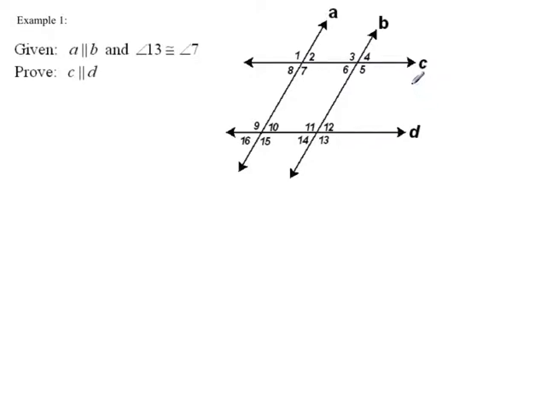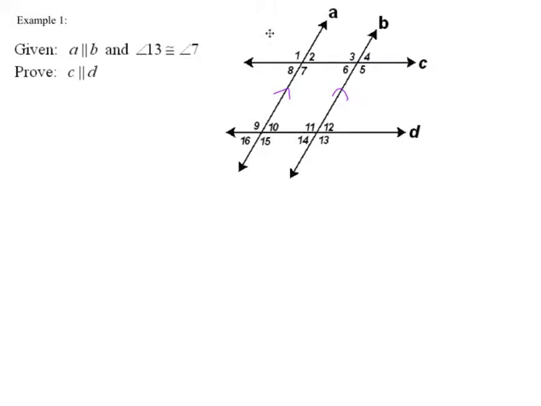So it says that A is parallel to B. The first thing I'm going to do is mark my diagram. A is parallel to B, and that's going to tell us which angles are congruent based on relationships. I cannot make any assumptions about angles being congruent that rely on lines C and D, only A and B.